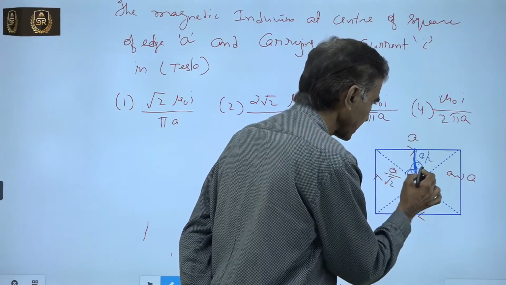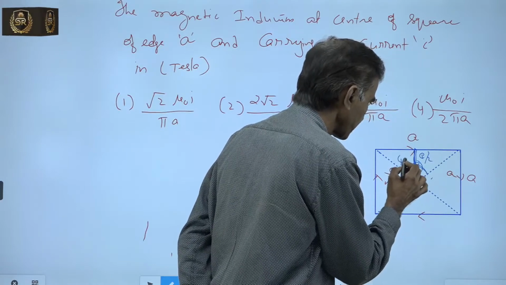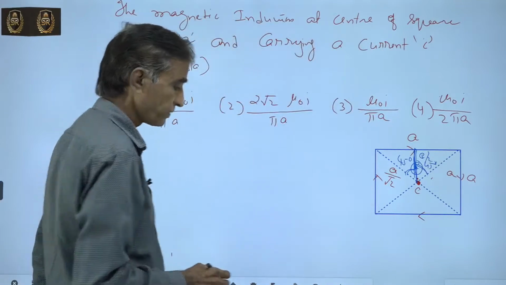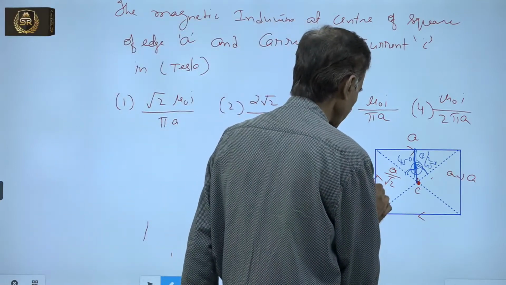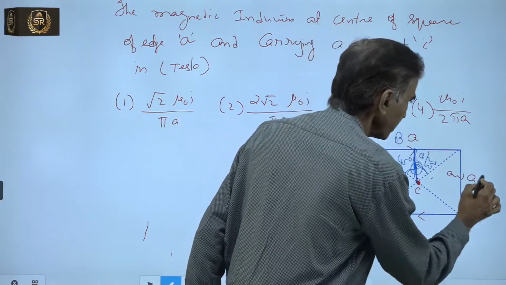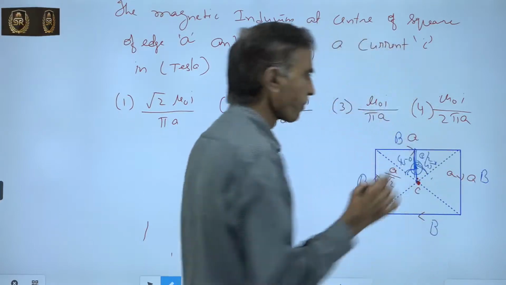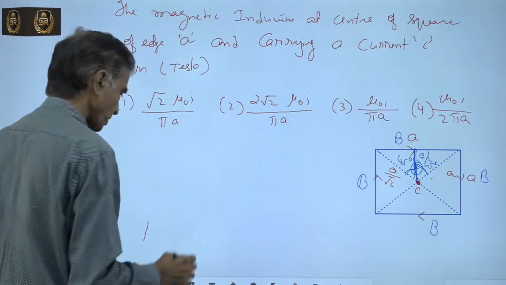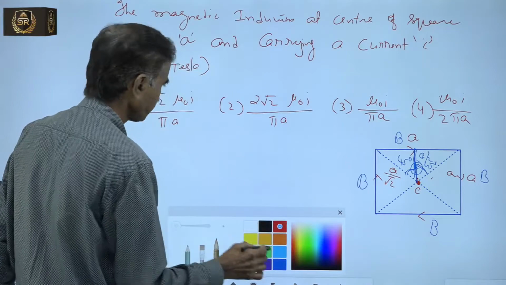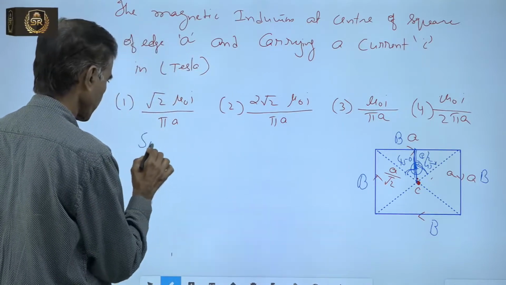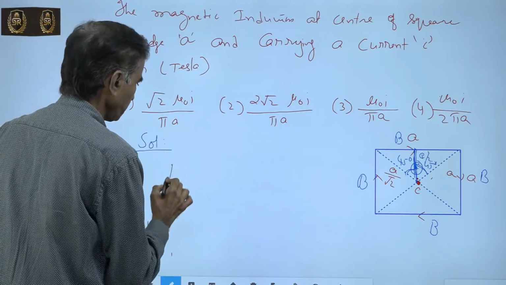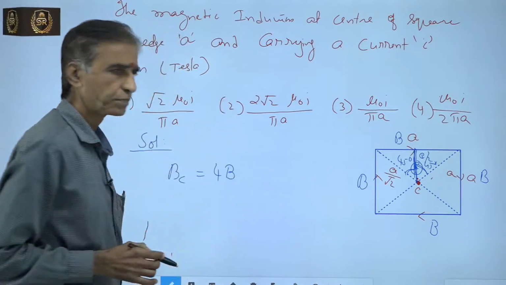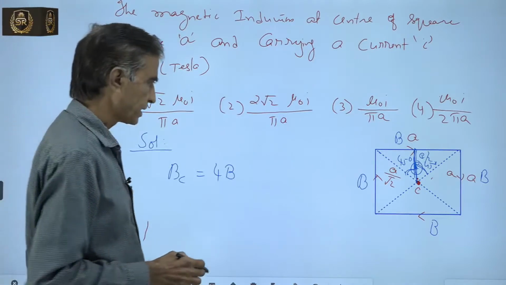And what is this angle? 45 degrees, 45 degrees, because it is a square, right? So if I take for each wire B, B, B and B, all are the same, direction is the same, magnitude is also the same. Therefore, we can write the solution now. B at center equal to 4 times B.